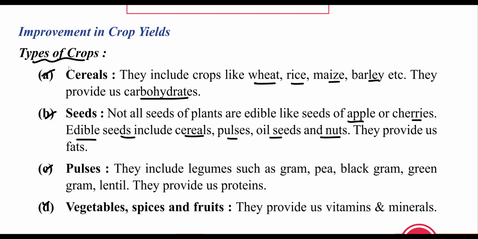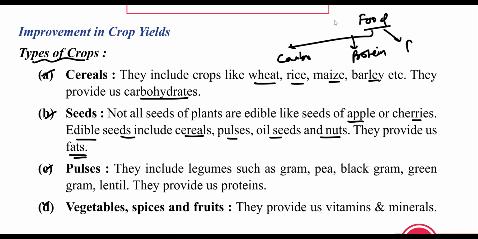Groundnut, when we crush it, we get groundnut oil. There are different types of seeds that we use to eat. They provide us fat. There are different nutrients in the foods. The food consists of different types of nutrients. First is carbohydrates, protein, fat, and vitamins.